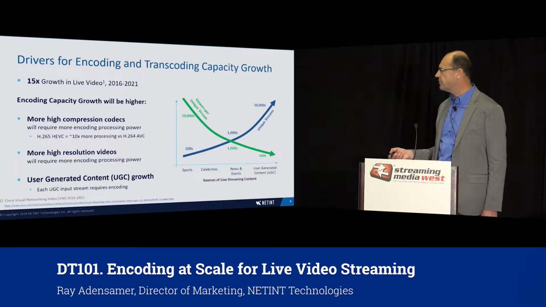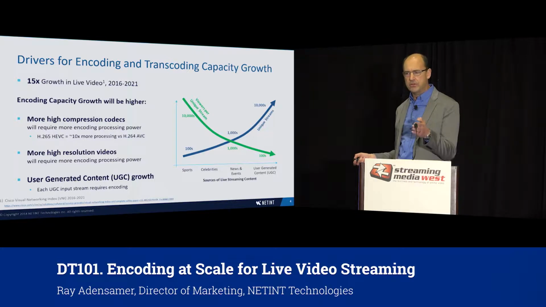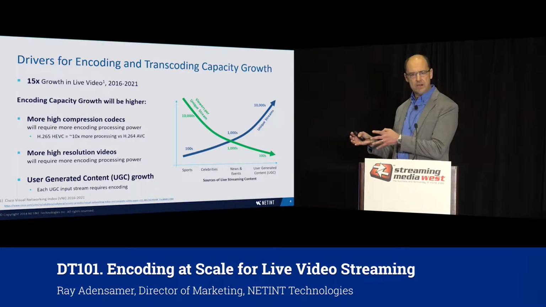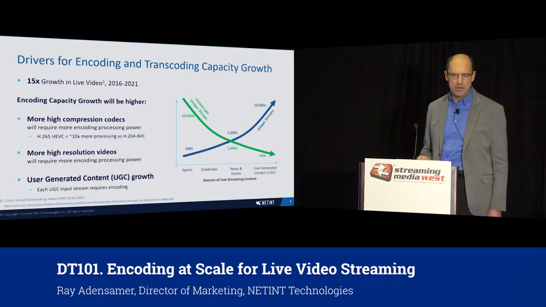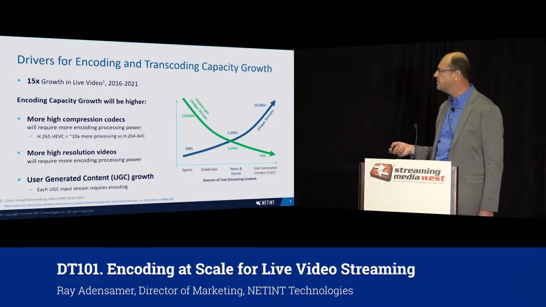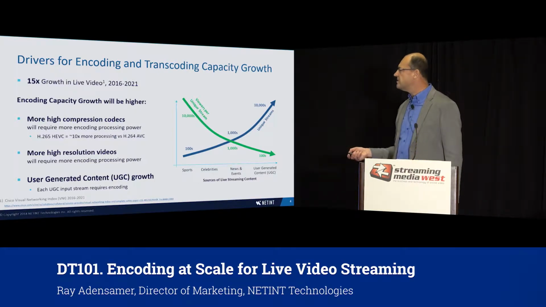And it's going to be higher for three reasons. One is you're going to be using more compression codecs. So the H.265 that we introduced earlier gives you that bit rate cost savings, but the cost side is it's 10x the processing power somewhere in your network to do that encoding. So that's one of the reasons that encoding is going up.